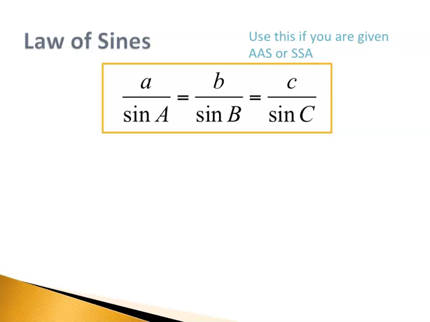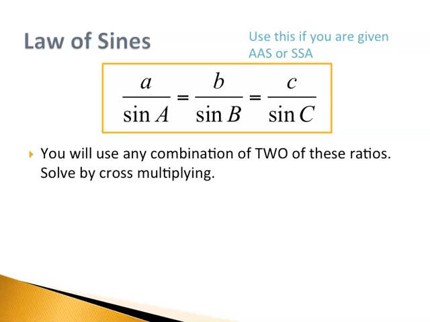Now, you're not always going to use, in fact, you're never going to use all three of those ratios at once. At any given time, you'll just use a combination of two of those ratios, and you'll solve by cross-multiplying. Now, the way that it's written here, it just means that you can use A over sine of A equals B over sine of B, or you could use B over sine of B equals C over sine of C, or you can use A over sine of A is equal to C over sine of C. It really depends on what information you already have and what you're trying to solve for.